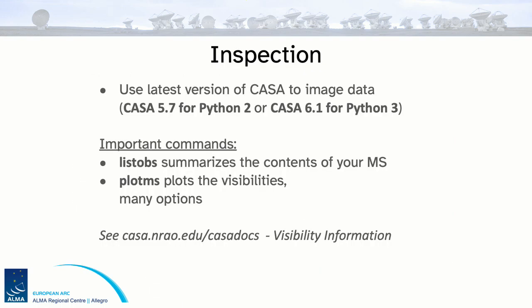In general, you want to work with the latest version of CASA to image your data. These are currently CASA 5.7 in Python 2 and CASA 6.1 in Python 3. The first step that you want to take in the imaging process is inspecting your data. Listobs and plotms are two very useful commands for doing that. Listobs will summarize the content of your measurement set, and plotms can be used to visually inspect your visibilities. But if you're looking for additional useful commands that can be used to inspect your data, you can check out the visibility information page located in the online CASA docs.